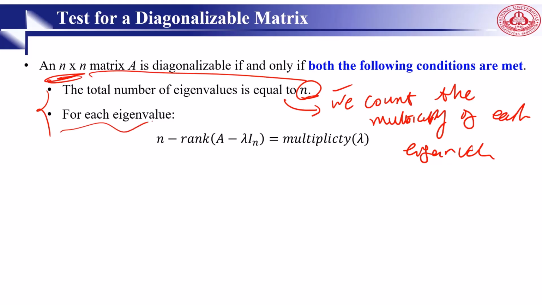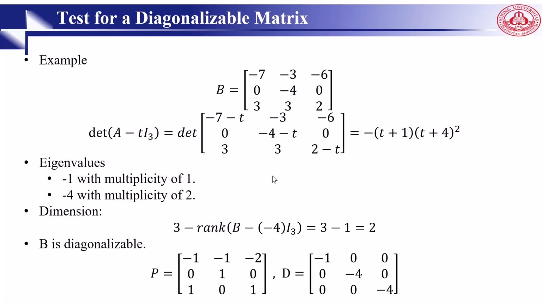And for each eigenvalue, we go for the dimension. This is called the dimension. The dimension of the eigenspace corresponding to lambda, which is n minus rank of A minus lambda I, is equal to the multiplicity of lambda. I will give you an example to better understand the concept. The example is here.